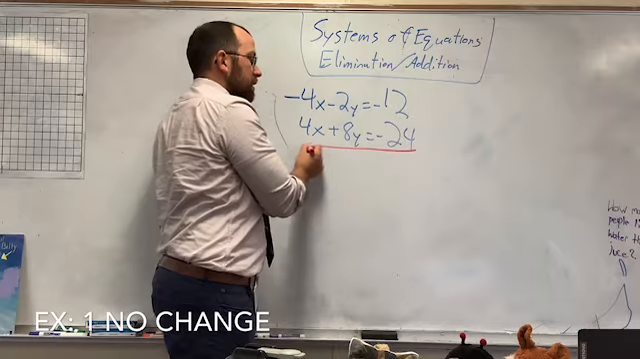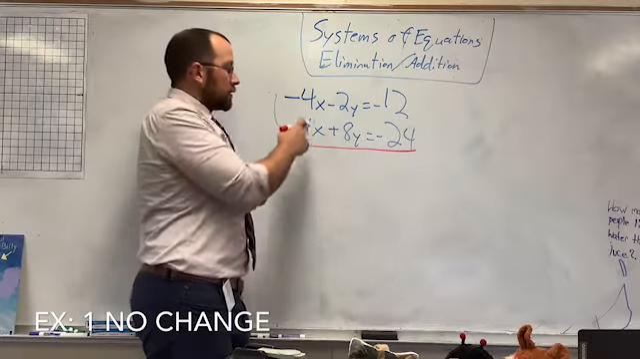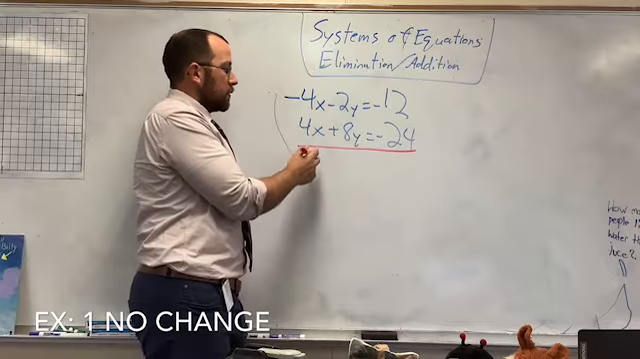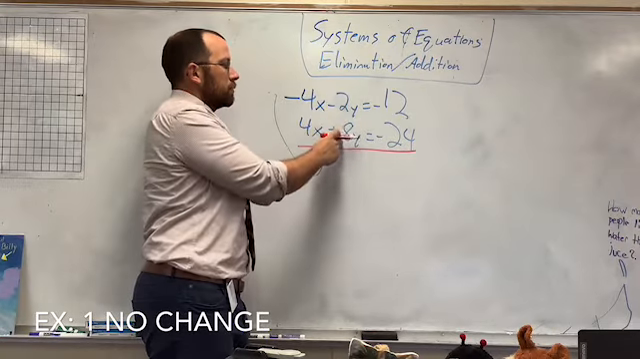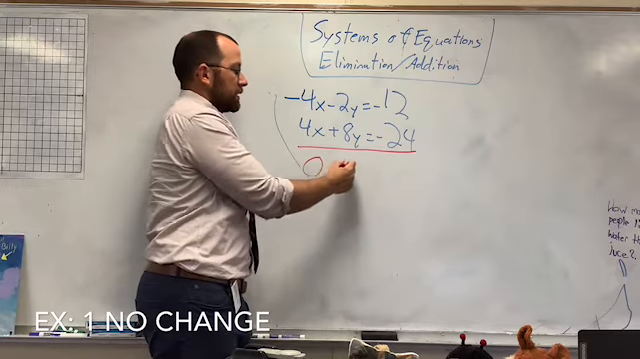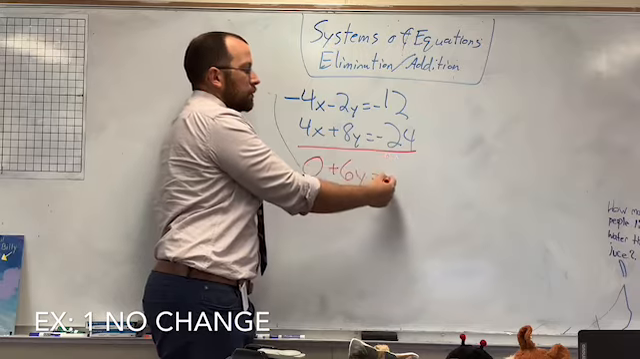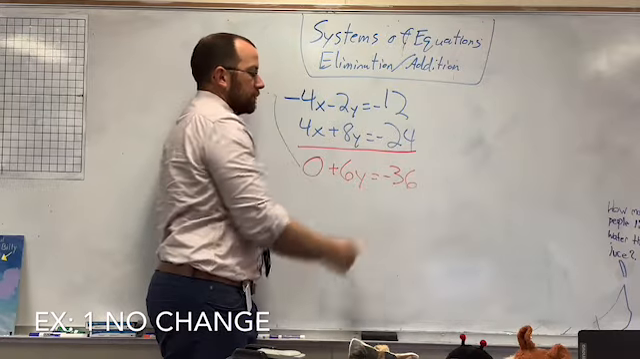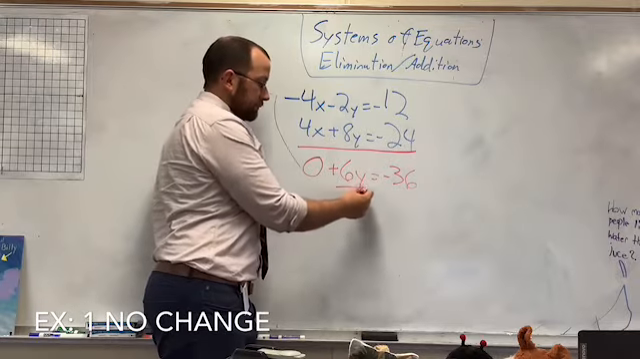So what I do is I combine them. I do like an old school addition problem. Negative 4x plus 4x gives me 0. Negative 2 plus 8 gives me positive 6y. Negative 12 minus 24 is negative 36. All right, and now I solve it for y.